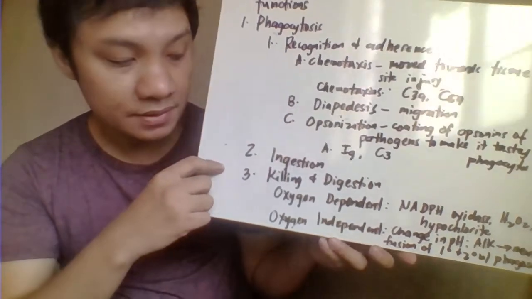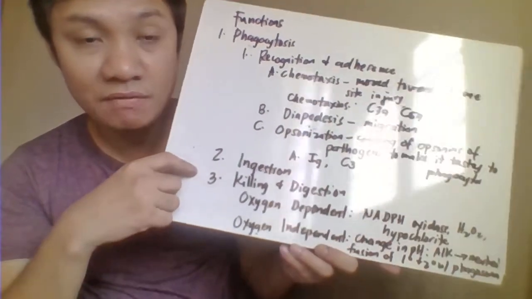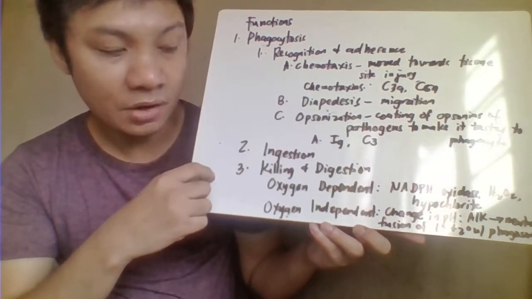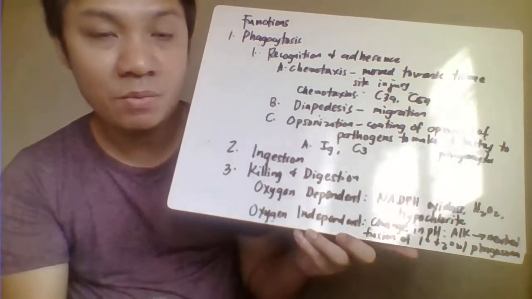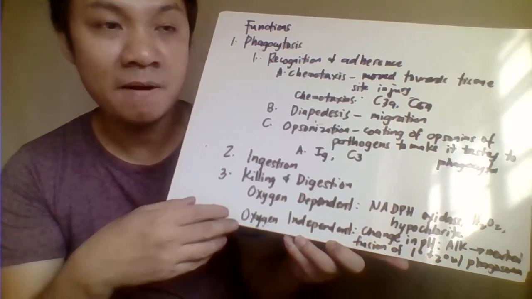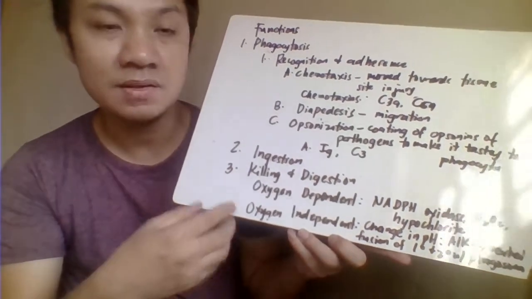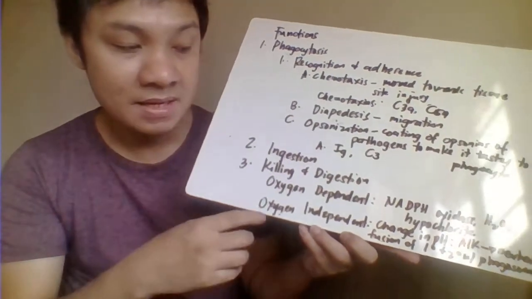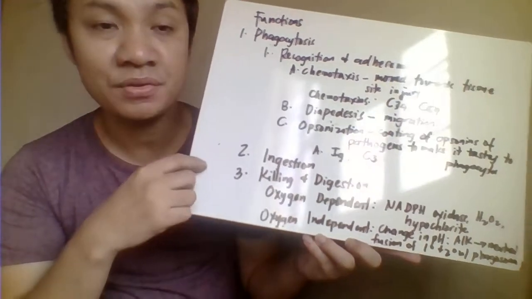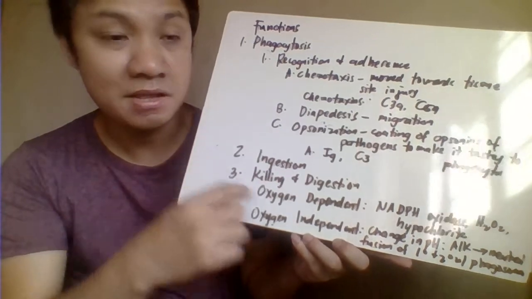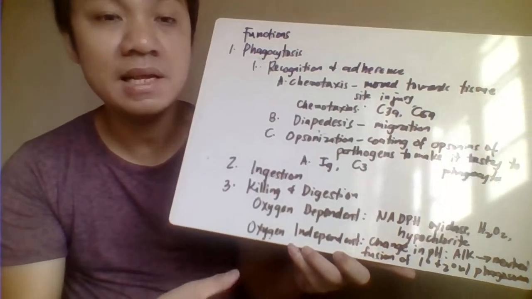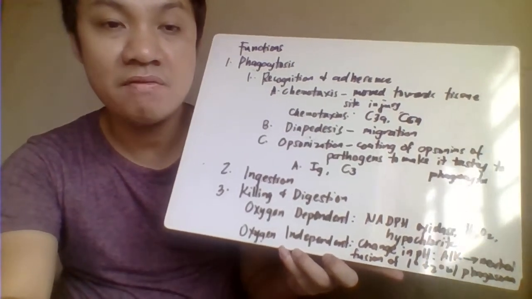For the killing digestion process, there are two. We have the oxygen dependent, which involves the NADPH oxidase, your hydrogen peroxide, and your hypochlorite. And the oxygen independent, on the other hand, involves, number one, change in the pH. So starting with the alkaline pH becoming neutral because again the neutral pH is where your enzymes work best. And after that, the fusion also of your primary and secondary granules with your phagosome to form the phagolysosomes because again your granule contents are toxic enzymes, and therefore it's here to the killing and digestion of your pathogens. So that's the entire phagocytosis.